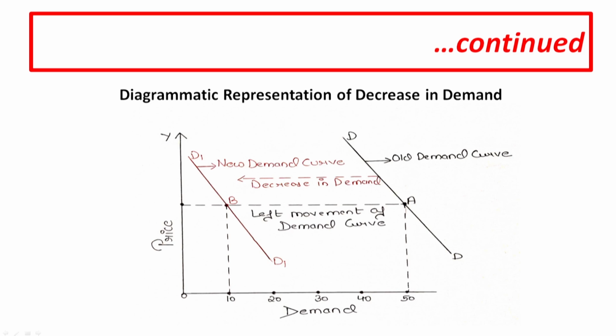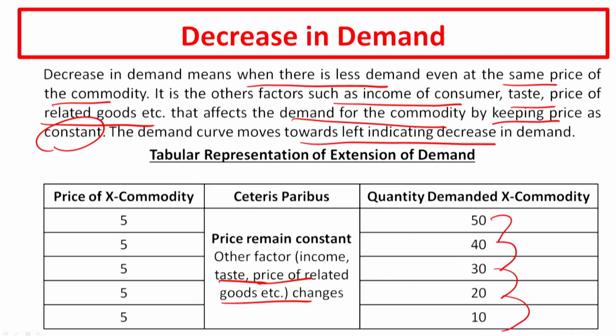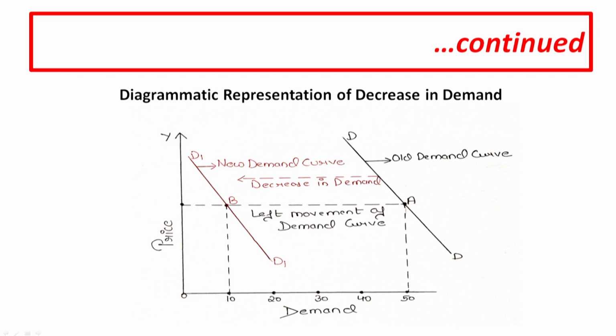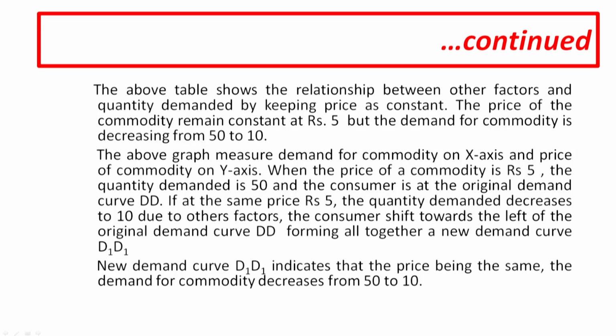The same has been shown through a diagrammatic representation of decrease in demand. On the x-axis we have tried to show the demand, and on the y-axis we have shown the price. As you can see in the diagram, the quantity demanded is gradually decreasing from 50 units to 10 units. The explanation: the above table shows the relation between the other factors and quantity demanded, keeping price again as constant. The price of the commodity is kept constant at rupees 5, but the demand for the commodity is gradually decreasing from 50 to 10, as I have already shown you.